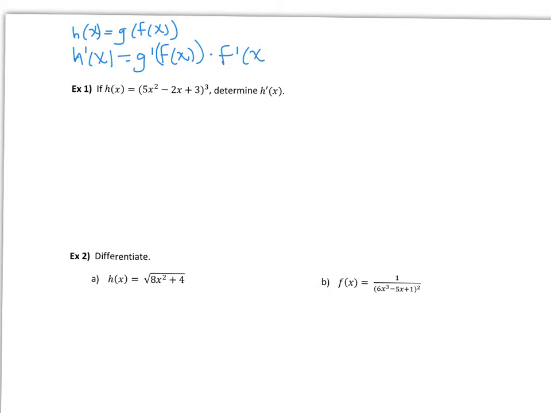So the f at x is what I'm going to call the inner function, the g at x is the outer function. So if I'm looking at example 1 here, my inner function, my f at x, is the 5x squared minus 2x plus 3. So I'm just going to write this down here. And my g at x, my outer function, is whatever I have to the exponent of 3, so x to the exponent of 3.